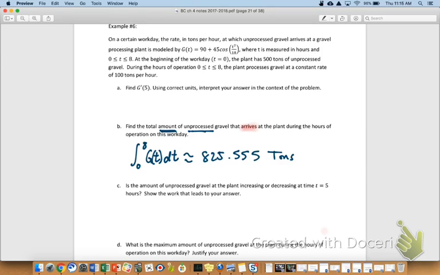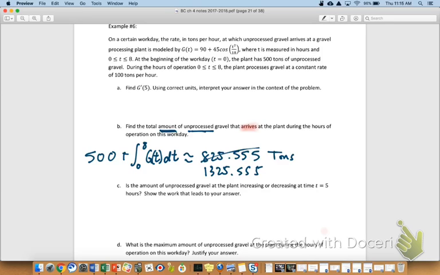I've seen a lot of people go 500 plus that and get 1325.555. That's not how much arrived because the 500 was there at the beginning, right? And so we don't want to include that in the how much arrived. That would be more of a how much is there, although if you did that, you're ignoring the fact that some of it left. So be careful with the wording.